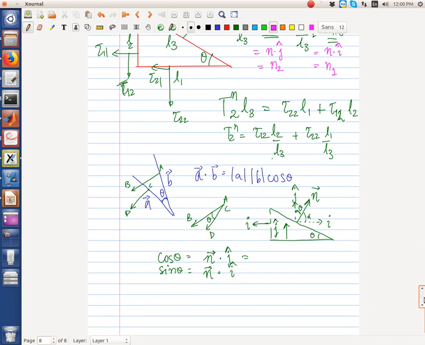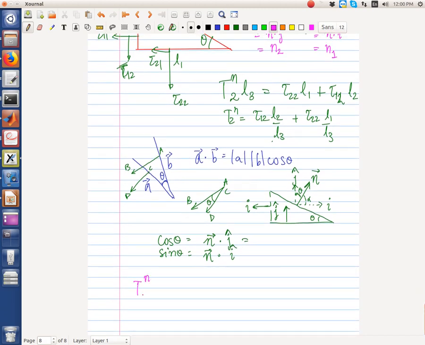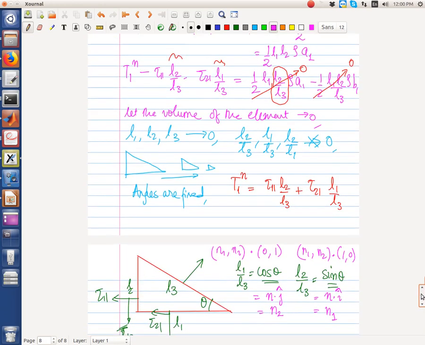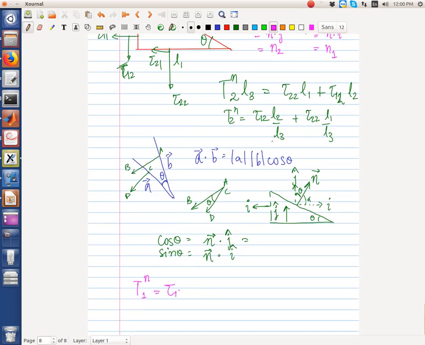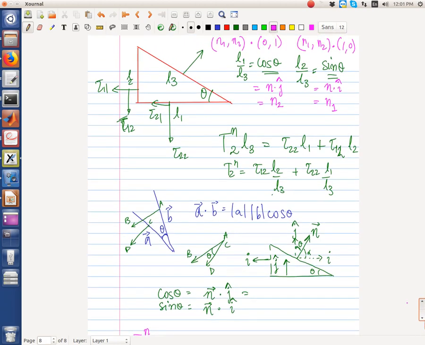So we obtain the following relationships. Tn1 is equal to what? tau 11 L2 by L3 plus tau 21 L1 by L3. So L2 by L3 is n1. So tau 11 n1 plus tau 21 n2. And similarly, Tn2 is equal to tau 12 n1 plus tau 22 n2. We have used this in this equation.